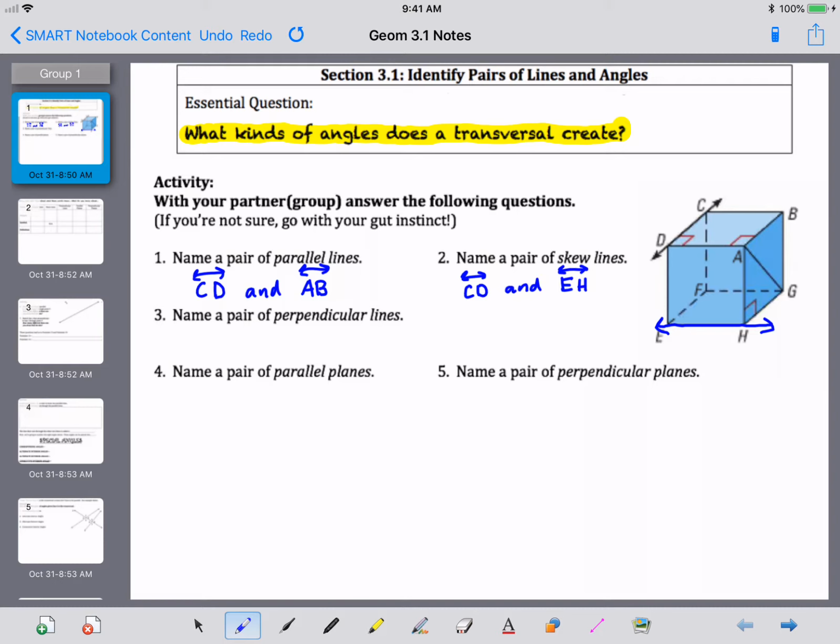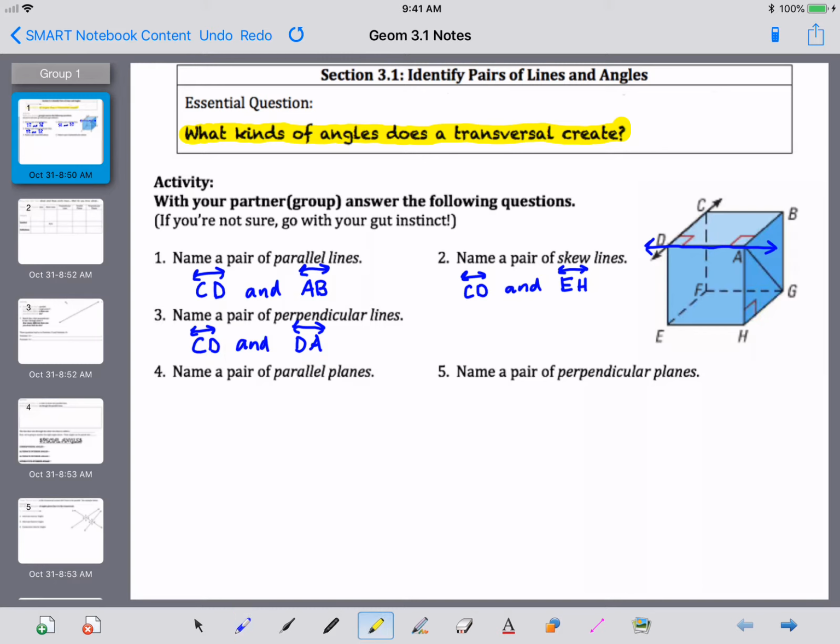A pair of perpendicular lines. I noticed that line CD, and remember perpendicular means they form right angles. So I see right here line DA is perpendicular to line CD because we have this right angle symbol in the corner.